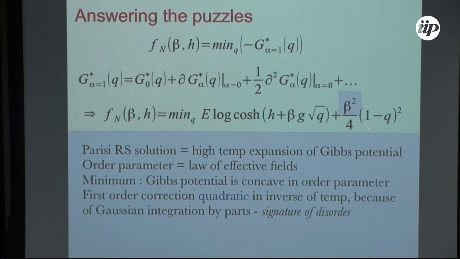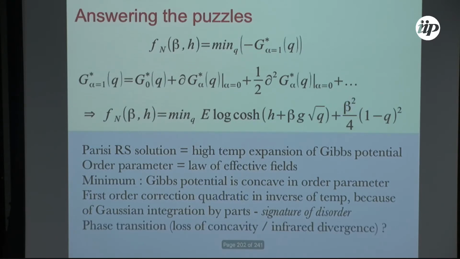What about the quadratic dependence of the first order correction? Well, if you do the computation, you will see that this quadratic dependence in the inverse of the temperature corresponds to the first order correction. But you have to do a Gaussian integration by parts, which increases by 1 the number of derivatives. So it's a first order, but it's quadratic because of the disorder. If you didn't have disorder, you wouldn't have any quadratic dependence.